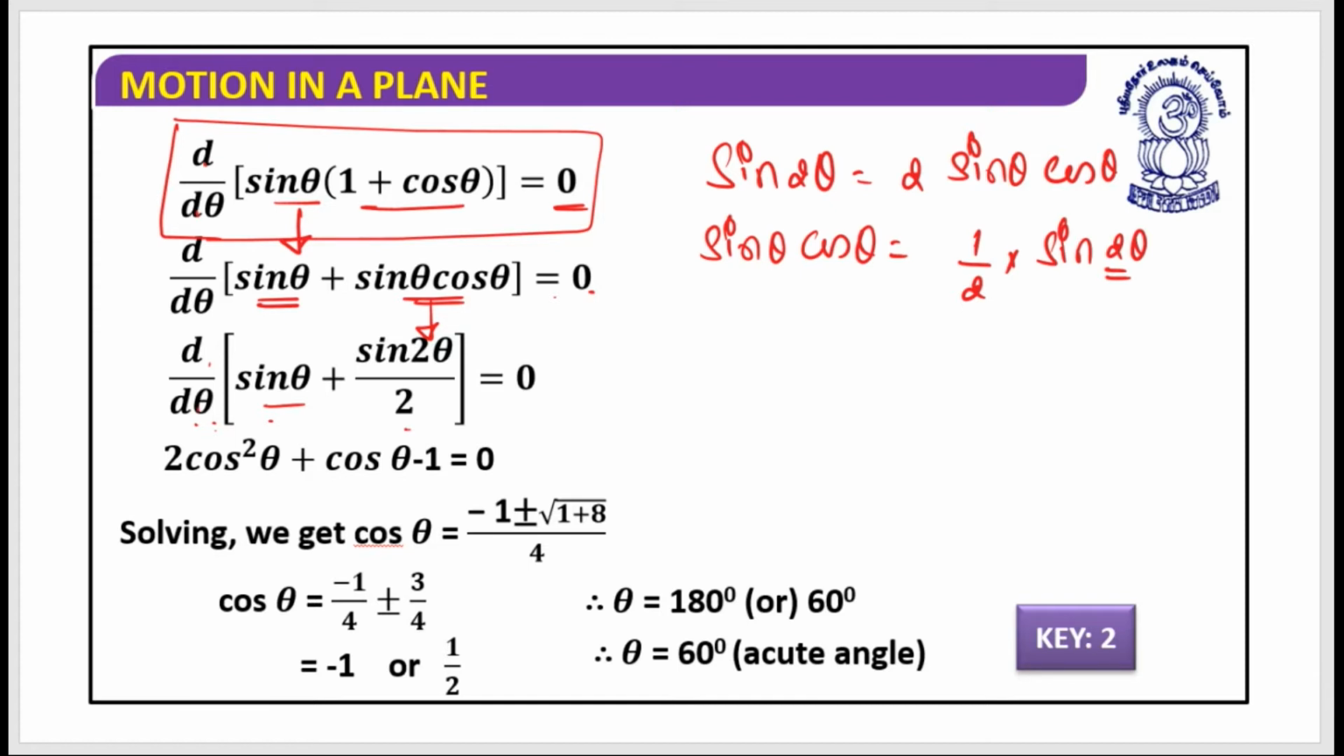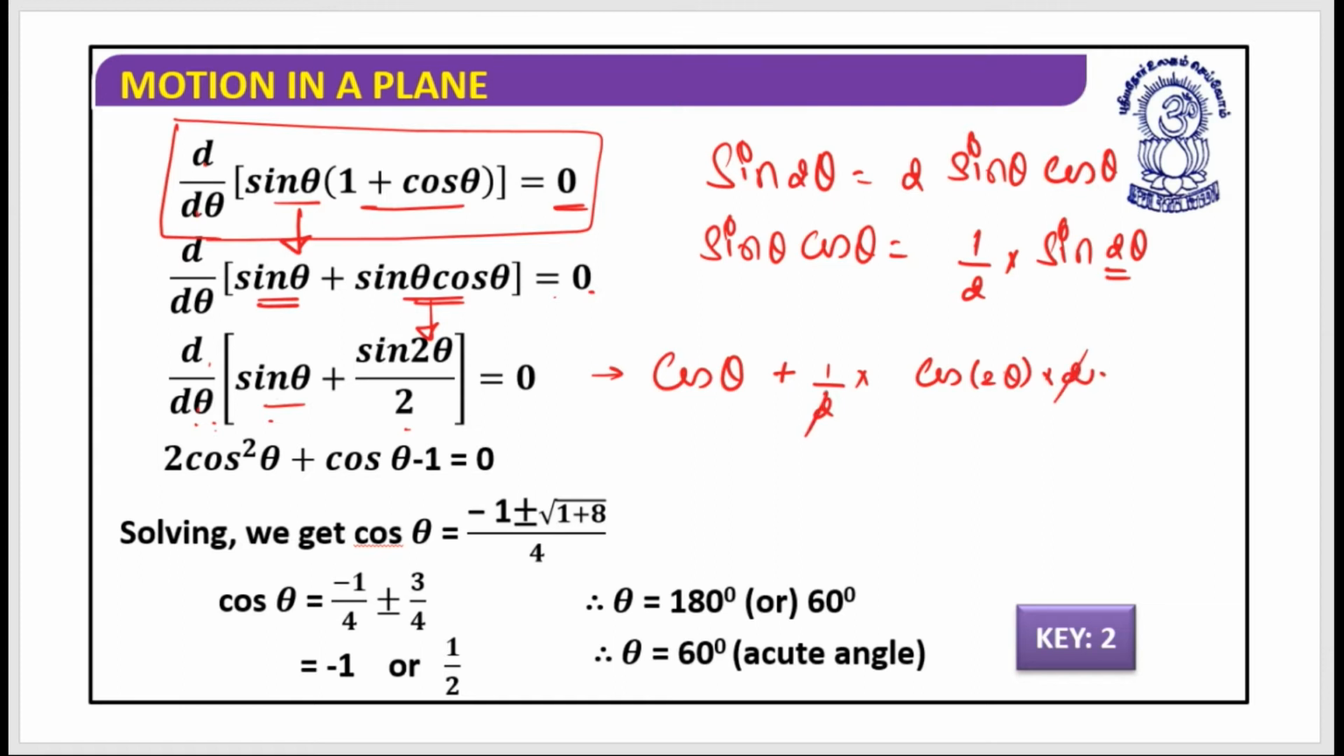It's d by d theta of sine theta plus sine 2 theta by 2. So if we differentiate this, it's d by d theta of sine theta. What is it? Differentiation of sine is cos. Yes, it's cos theta plus 1 by 2 into sine 2 theta. How could I differentiate sine 2 theta? It's cos 2 theta multiplied by 2.